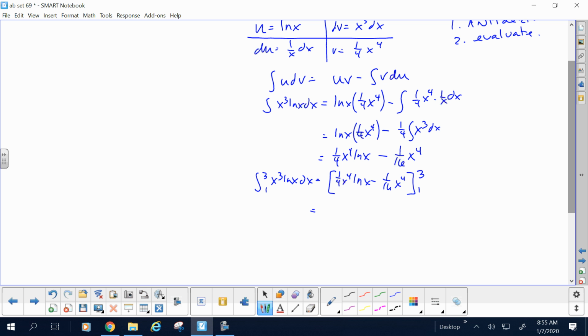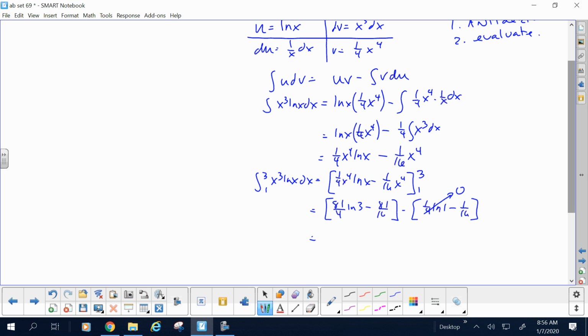At 3 is, what do we got there? 81/4 log 3 minus 81/16 when we put in 3. Do you agree with that? All right, and when we put in 1, we get 1/4 log 1 minus 1/16. Let's clean it up a little. What's 1/4 log 1? That zeroes out because log 1 is 0.